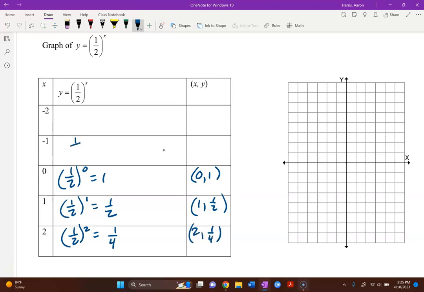Let's do negative 1. 1/2 to the negative 1. Well, that's 1 to the negative 1 over 2 to the negative 1. So those will flip-flop. 2, that'll go up. 1 to the negative 1 will go down. So I got 2 over 1.